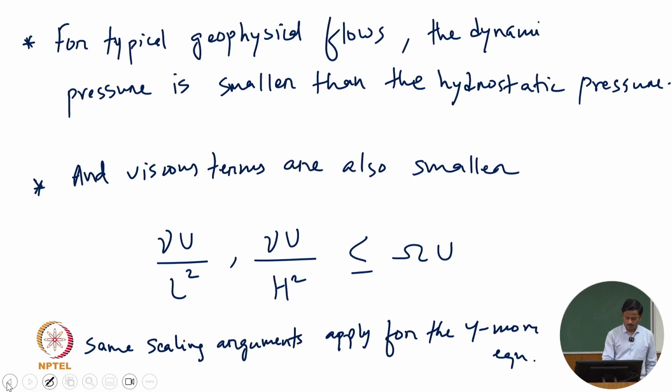Now we look at the z momentum equation. We have completed the x and the y momentum equations, because the y momentum equation also has variables which have the same scale variables. So now looking at the z momentum equation.